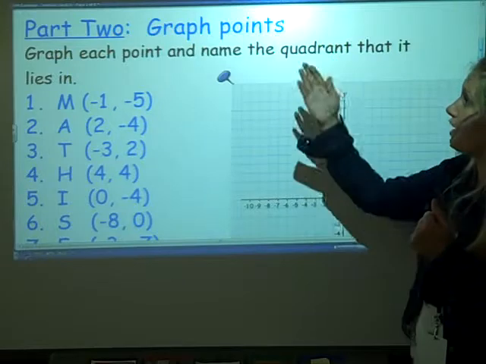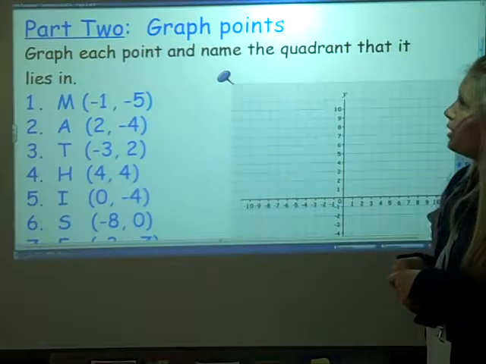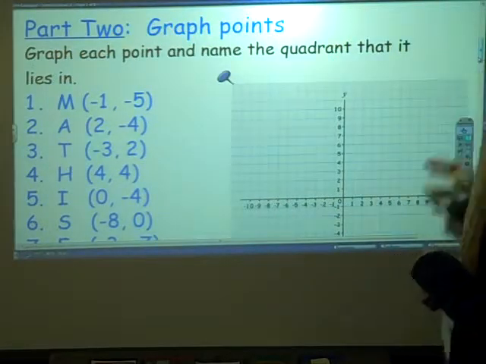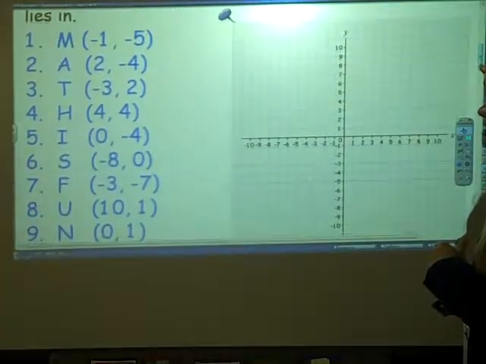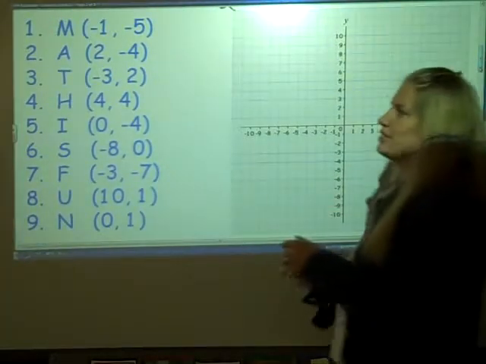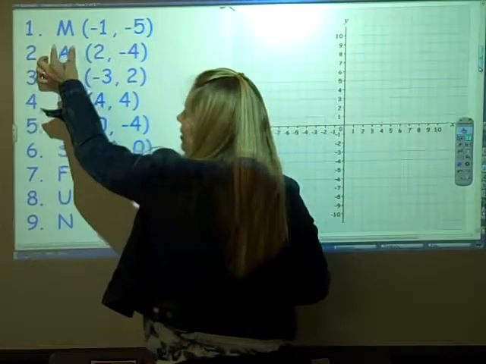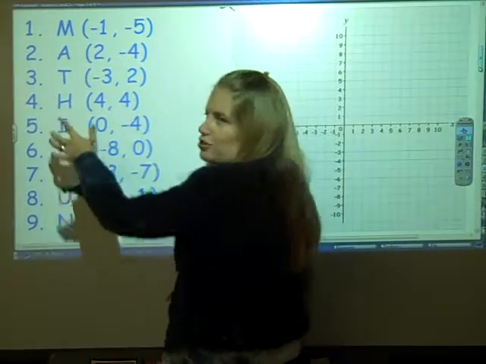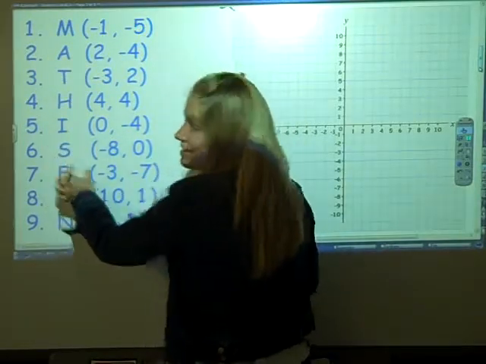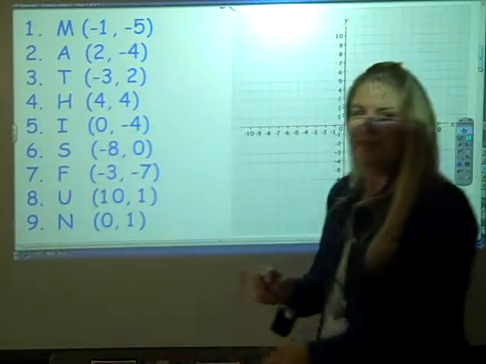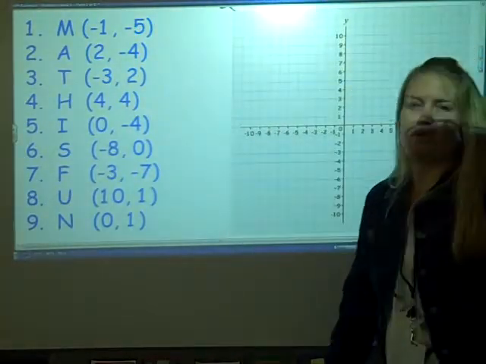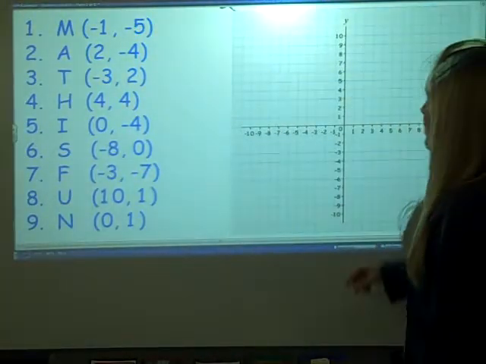Alright, part 2, graphing the points. Graph each point and name the quadrant that it lies in. Okay, so I'm going to do some of these with you. And you know you're going to love this, for those of you who realize, M-A-T-H, math, is fun. Woo! I'm going to do some of these with you and then the rest you can finish on your own.